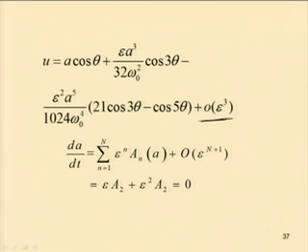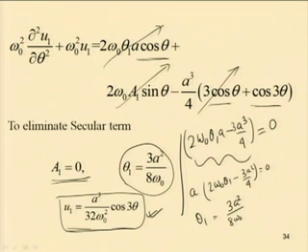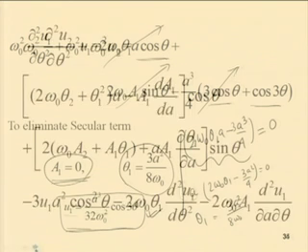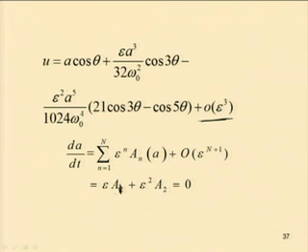In this case, till now we do not know what a and theta are. So, now we can substitute. We know dA by dt equal to epsilon A1 plus epsilon squared A2, and we already obtained A1 equal to 0 and A2 equal to 0 by eliminating the secular terms. So, by substituting these two, dA by dt equal to 0.